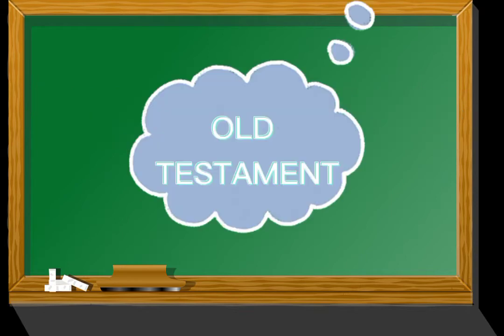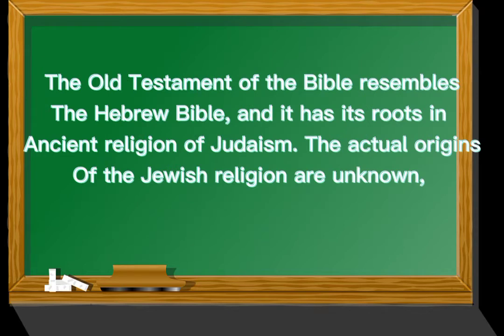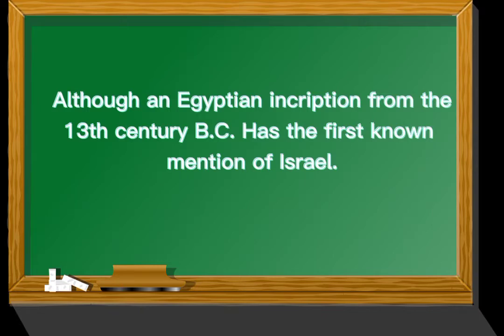Old Testament. The Old Testament is the first section of the Bible, and it covers everything from the beginning of the world to Noah and the flood, Moses, and the expulsion of the Jews to Babylon. The Old Testament of the Bible resembles the Hebrew Bible, and it has its roots in the ancient religion of Judaism. The actual origins of the Jewish religion are unknown, although an Egyptian inscription from the 13th century BC has the first known mention of Israel.